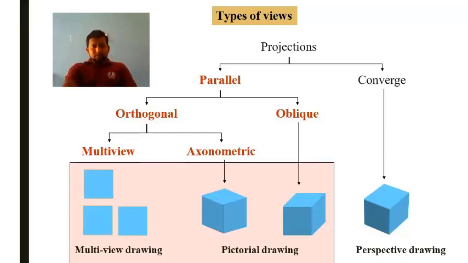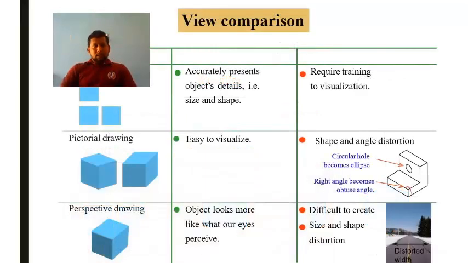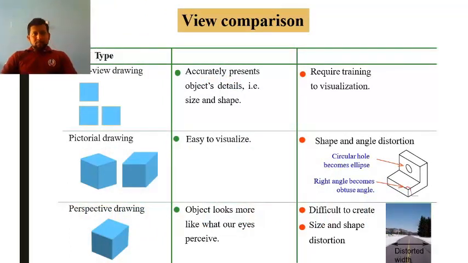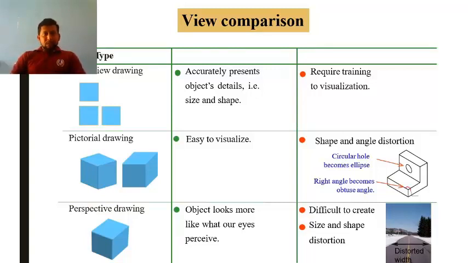Okay, and comparison. So this particular image talks about the advantages between one projection and another projection, or one drawing and another drawing. Okay, so here you can see that multi-view drawing, just now I mentioned, is nothing but orthographic projection, which accurately presents the object's details, that is size and shape.